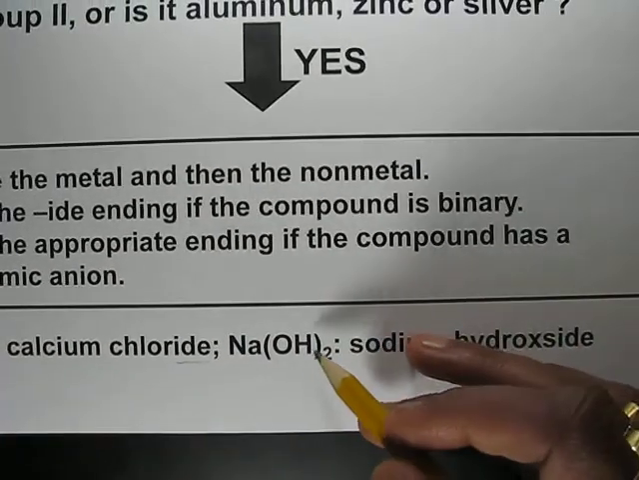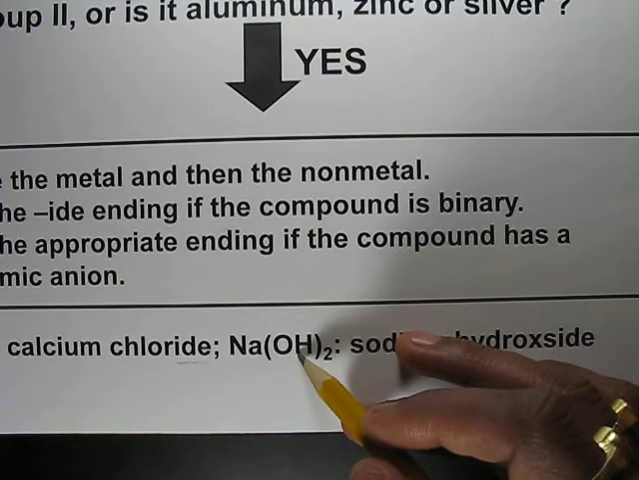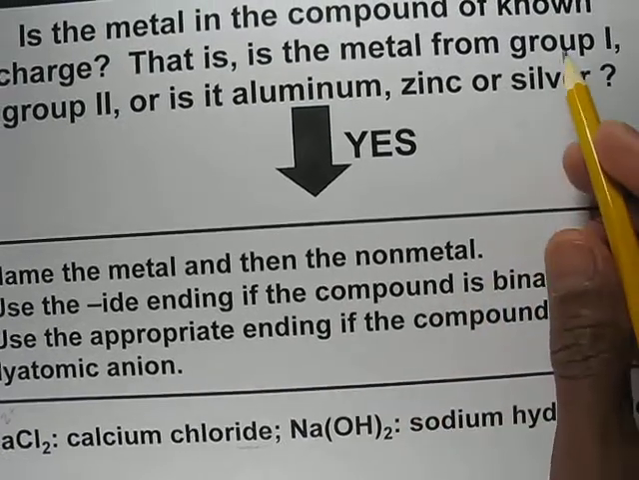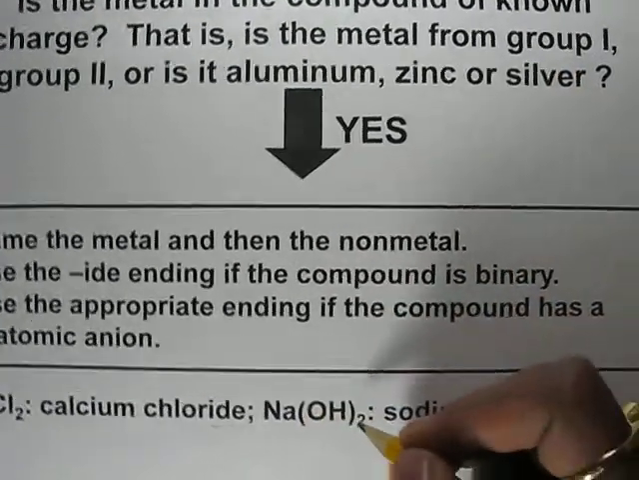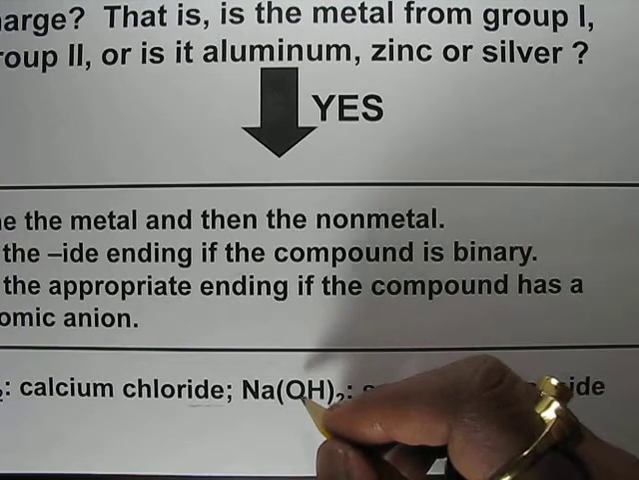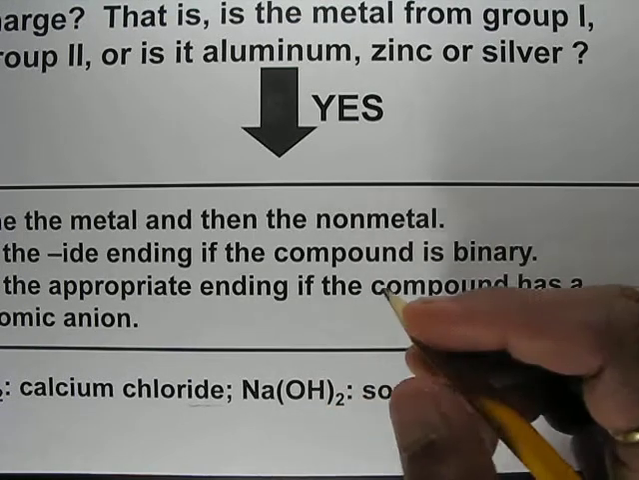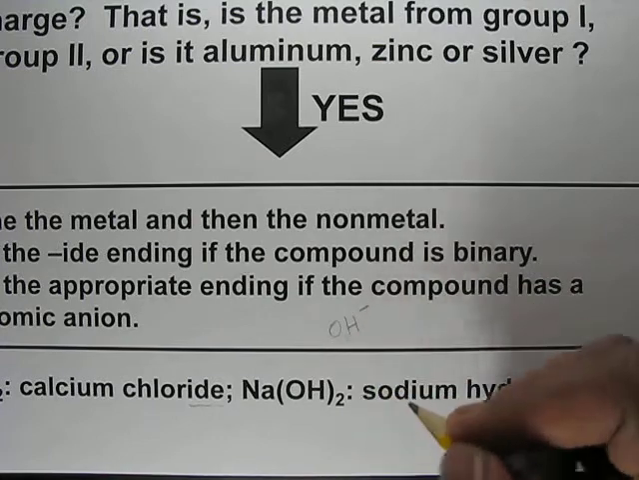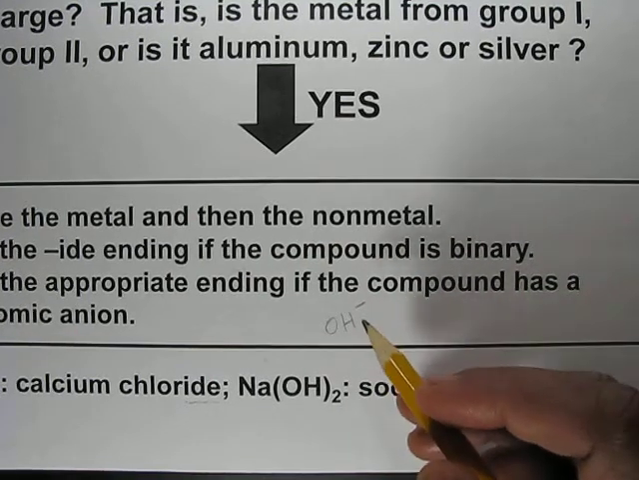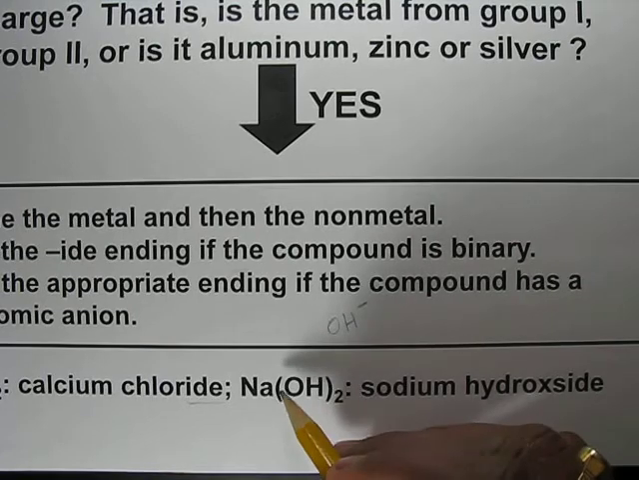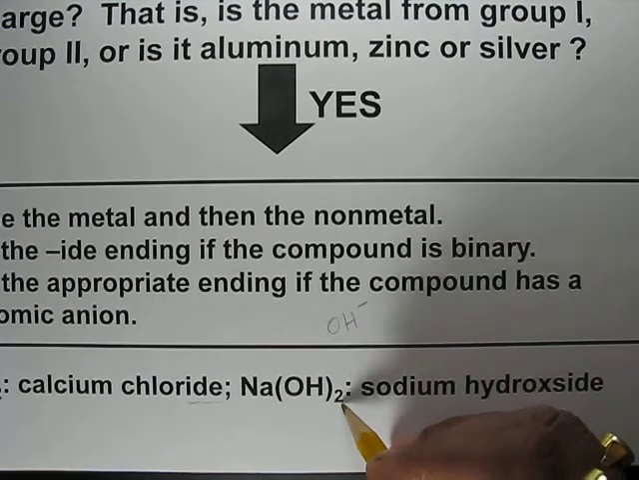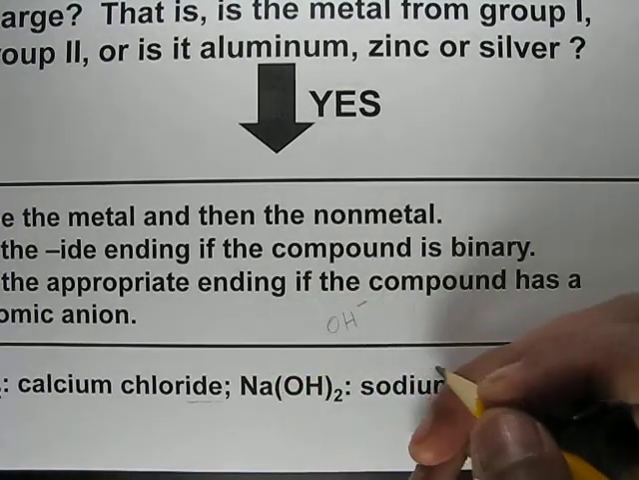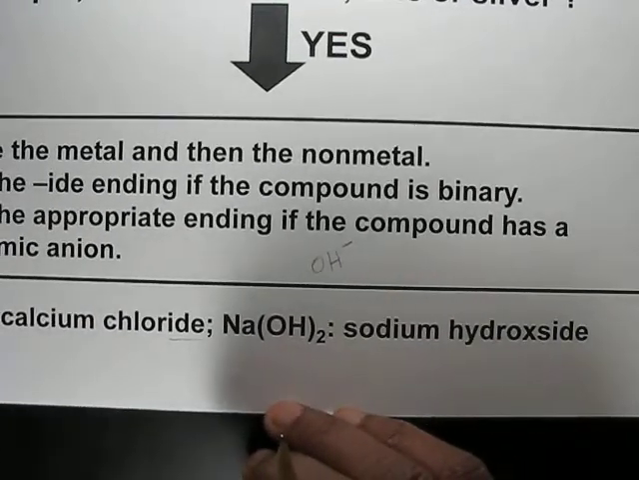And here is an example with a polyatomic ion, which is sodium hydroxide. We know sodium is from group 1, which has a positive 1 charge, and then hydrogen and oxygen make the hydroxide ion, and the hydroxide ion has a -1 charge. This is a polyatomic ion, an anion we will say. So we have to write a 2 subscript here because we have to balance sodium hydroxide.